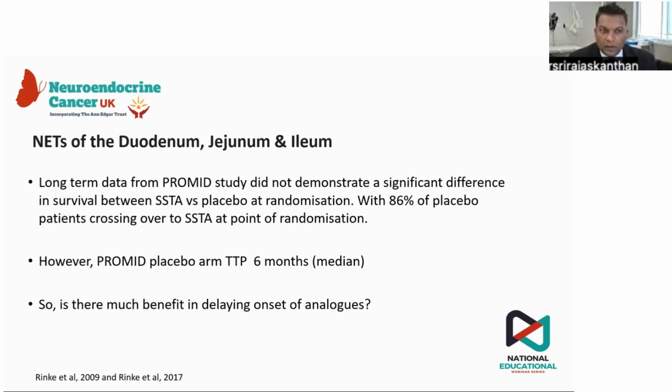In terms of the neuroendocrine tumours arising from the small bowel, jejunum and ileum areas, there was data about watch and wait using the PROMID and CLARINET studies. On balance, there's been a gradual move away from using active surveillance routinely for patients with metastatic small bowel neuroendocrine tumours. However, for some patients with a very small volume of disease or who have difficulty tolerating analogues, there may be some benefit in delay. But this is very much a discussion between the clinical team and the patient.